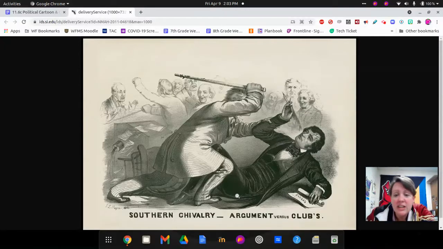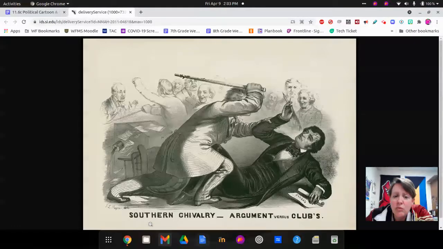But you also have to look at the caption. So a lot of the times there's going to be a caption on a political cartoon, or even sometimes the people in the cartoon will be speaking. And so that is something that you really need to be observant about. What else? This says Southern Chivalry, Argument versus Clubs.